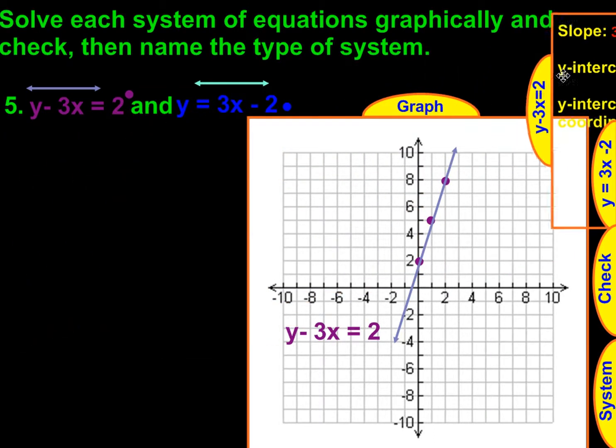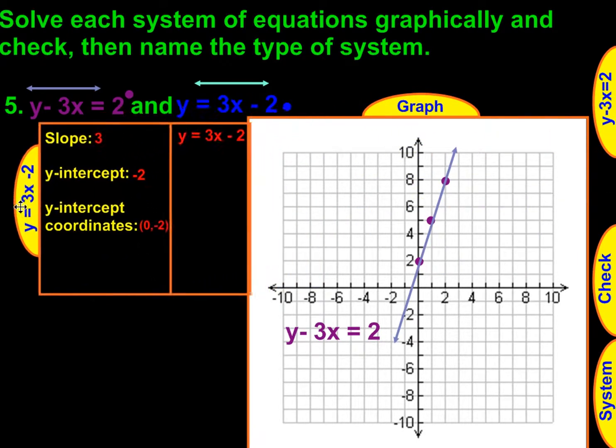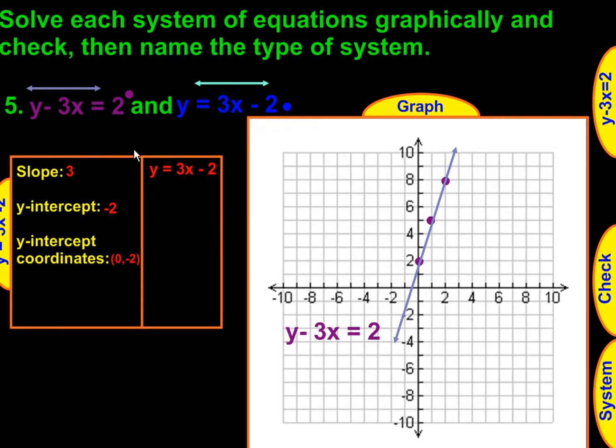And now we need to look at the other side. So we have y equals 3x minus 2. This equation is nicely set up for us, so we don't need to do any work. We can immediately see that 3 is the slope and negative 2 is the y-intercept. And the coordinates of the y-intercept would be 0, negative 2. So using that information, we can plot the points of our next line. So we're going to start at 0, negative 2. So there's 0 and then negative 2.